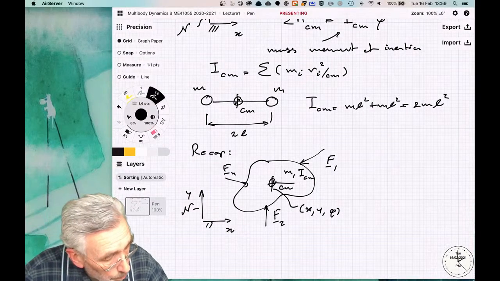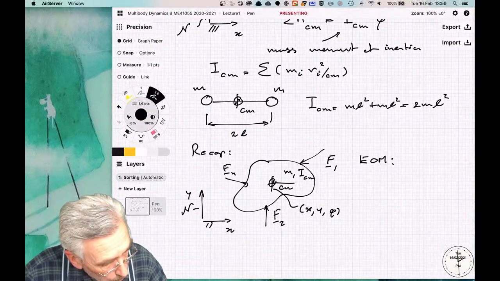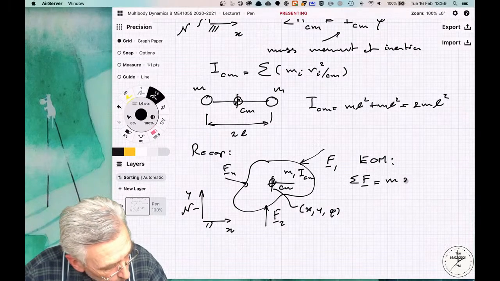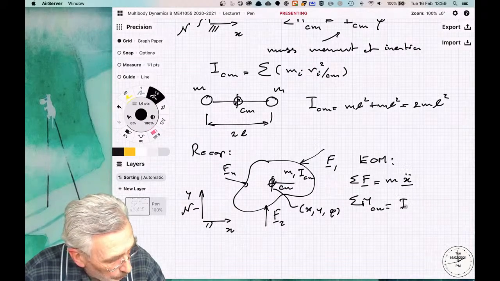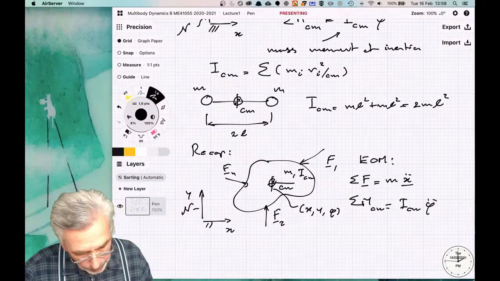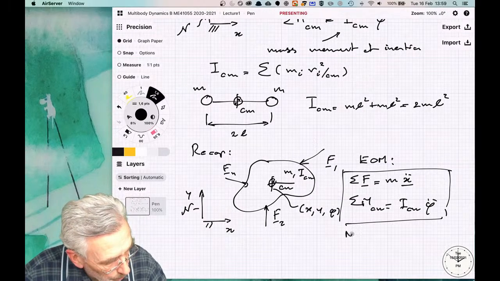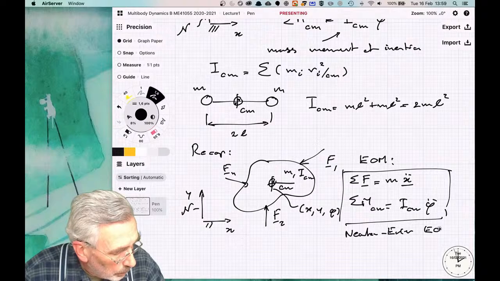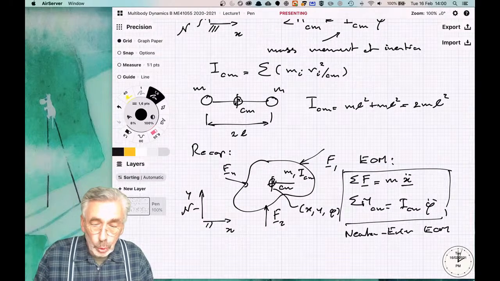Then the equations of motion, EOM, for the thing, and we can say in vector form, but well, let's say the sum of the forces equals the mass times the accelerations, and the sum of the torques about the CM is the I of the CM times the angular acceleration. And this is what we call the Newton-Euler equations of motion. And that is actually the whole backbone of this course. That is our apparatus, what we are going to use to solve all our problems.